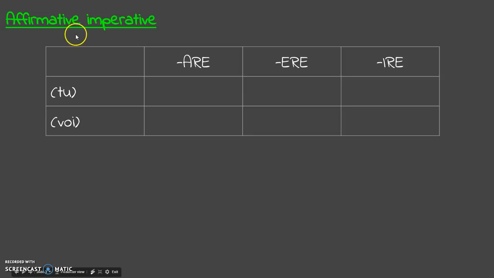So looking at affirmative imperatives to start off with, for are verbs, the tu form of the imperative will end in a, and for both ere and ire verbs, the tu form will end in i. So these ere and ire endings are the same as the regular present tense, only the are verbs really change in this form of the imperative. So let's look at some examples.